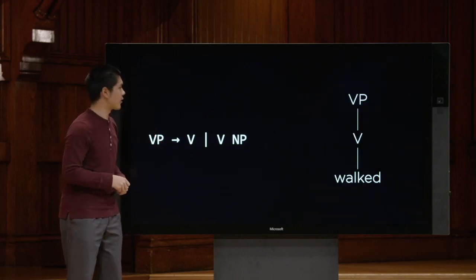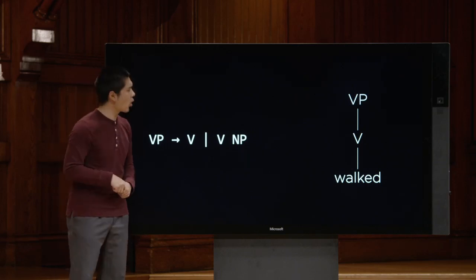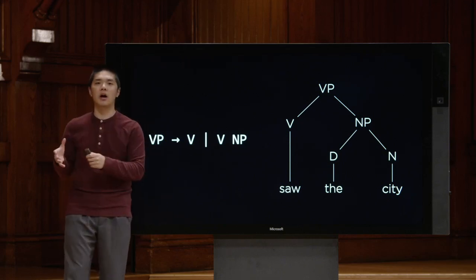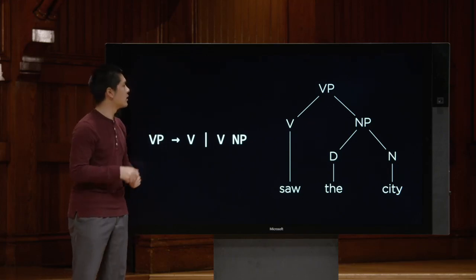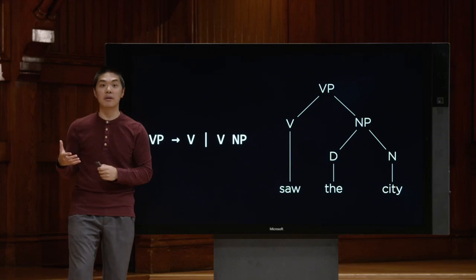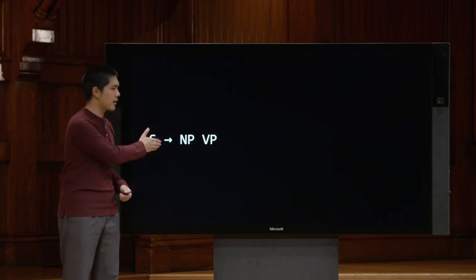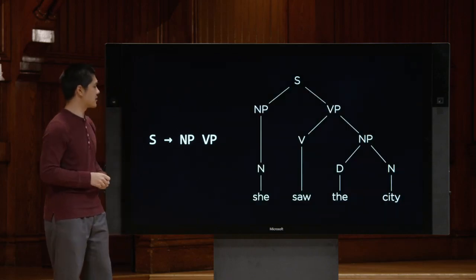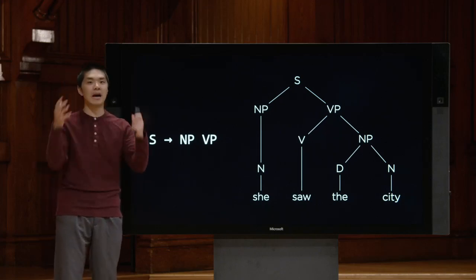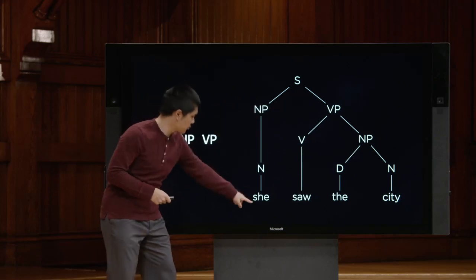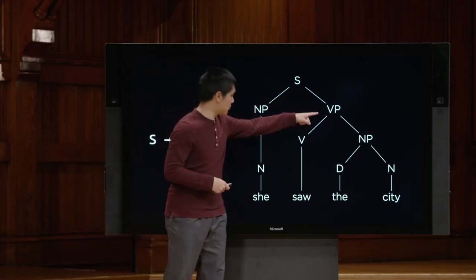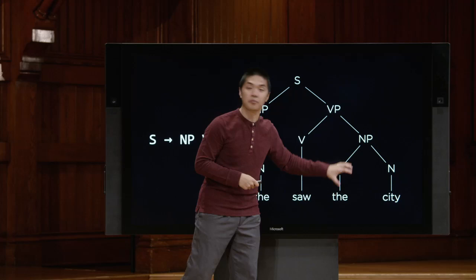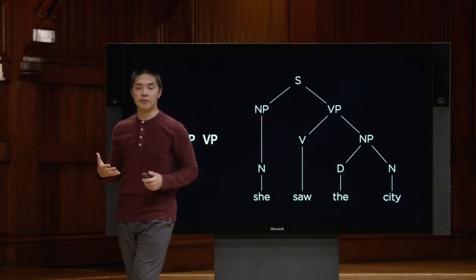So we could have a verb phrase that's just a single word, like the word walked, or we could have a verb phrase that is an entire phrase, something like saw the city as an entire verb phrase. A sentence, meanwhile, we might then define as a noun phrase followed by a verb phrase. And so this would allow us to generate a sentence like she saw the city, an entire sentence made up of a noun phrase, which is just the word she, and then a verb phrase, which is saw the city, saw, which is a verb, and then the city, which itself is also a noun phrase.